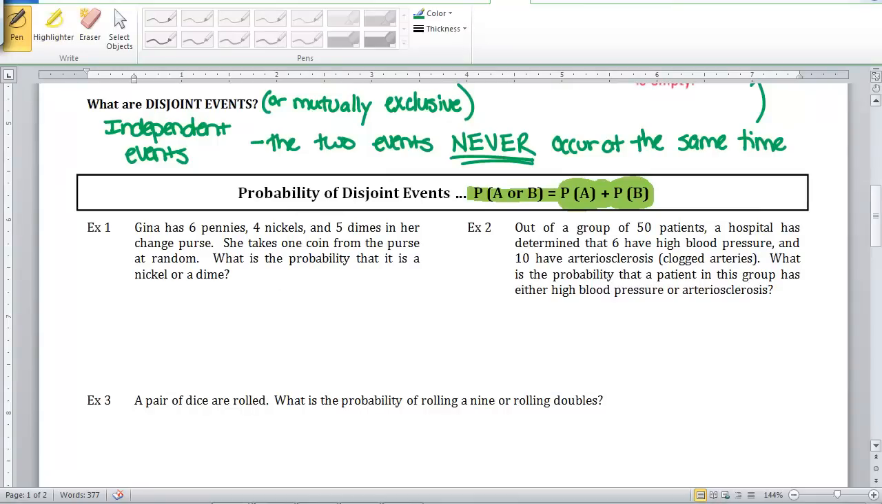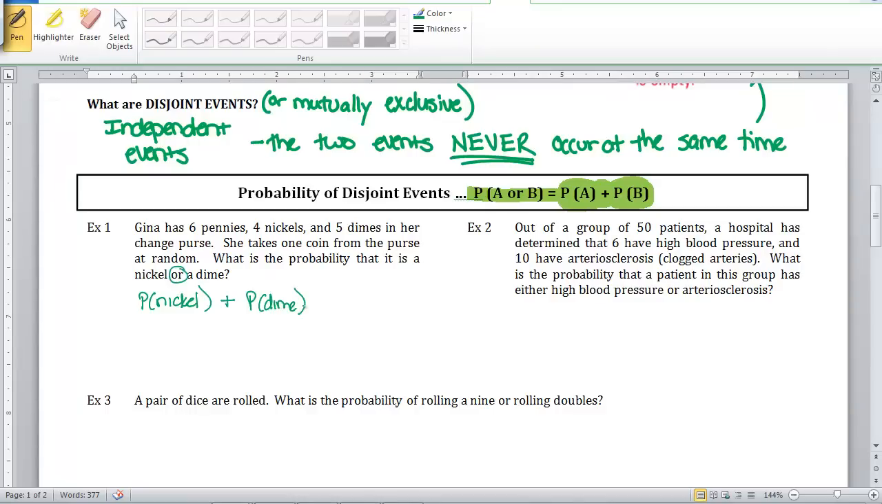In example 1 it says Gina has 6 pennies, 4 nickels, and 5 dimes in her change purse. She takes 1 coin from the purse at random. What's the probability that it's a nickel or a dime? Well, it's never going to be possible for pennies, nickels, or dimes to be one of the other coins, so that makes them disjoint, or mutually exclusive. And so to find the probability of her pulling out a nickel or a dime, you basically just need to find the probability of a nickel, and because again it's or, add that to the probability of a dime.